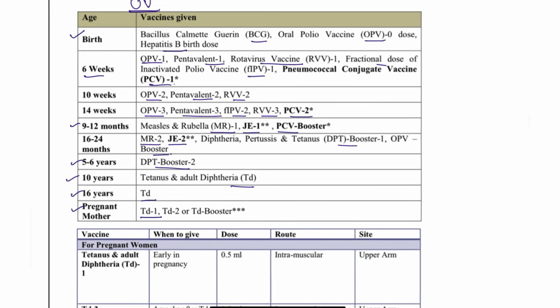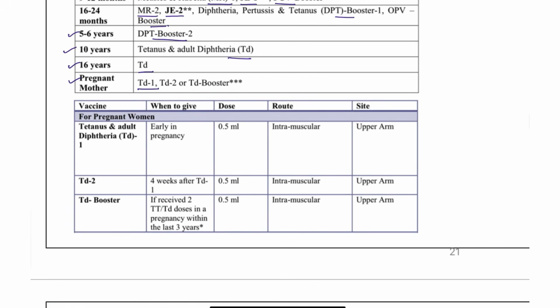Pregnant mothers also get the TD vaccine booster. How is it given to the pregnant mother? The first dose is given in early pregnancy, and after 4 weeks, you are going to repeat the dose, TD2. Both are given by the intramuscular route.